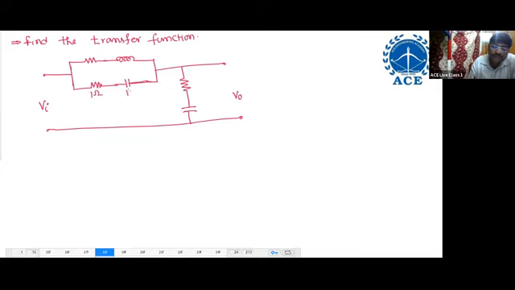1 ohm, 1 farad, 1 ohm, 1 henry, 1 ohm, 4 farad. Find the transfer function. Come on, do it.